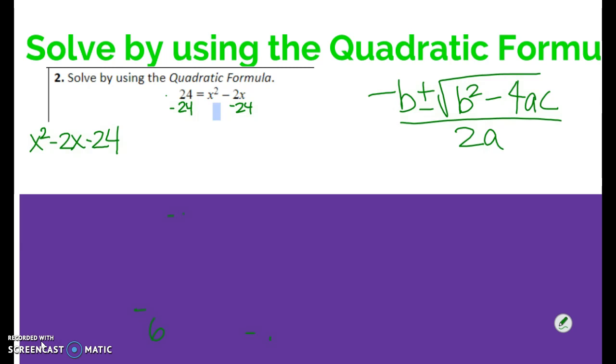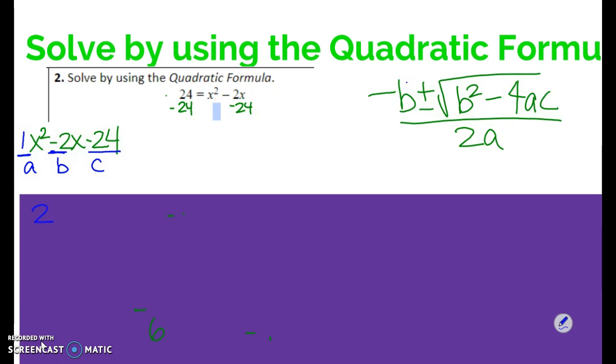So let's take a look at our a term. Our a term is this imaginary 1 right here. Our b term is negative 2, and our c term is negative 24. So let's plug that into our formula. Negative b. Looking at our b, it's already a negative, so we're going to take the opposite of that. So we're going to take a positive 2.